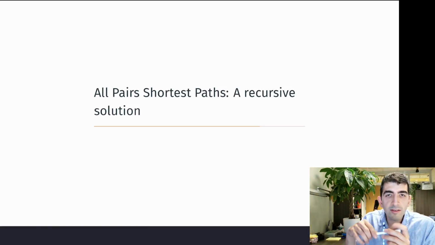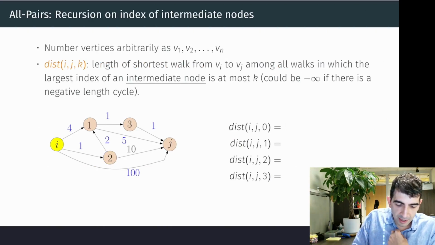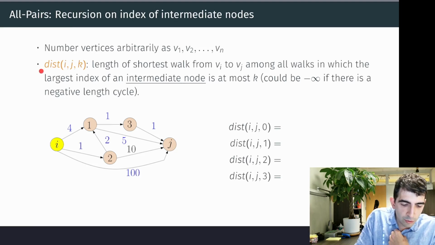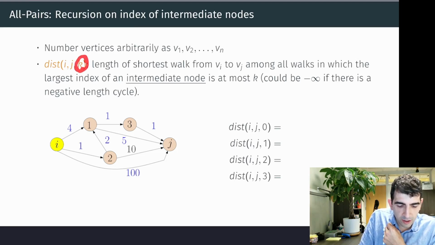Okay, so let's discuss the Floyd Warshall algorithm, where again, we're going to use recursion to solve the shortest path problem, except in this case, we're going to use a slightly different recursive idea to formulate a new recursive algorithm. So let's define a new recursive function, the distance from i to j, and index k. What does this mean here? What is this k here?